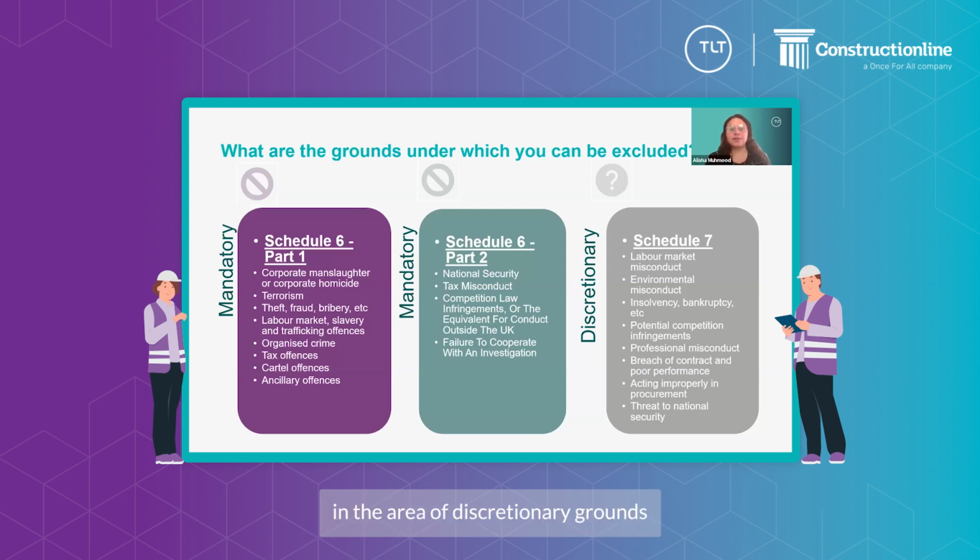A key change in the area of discretionary grounds is in relation to poor performance. So previously, authorities would be able to exclude you if you poorly performed, if there was a serious sanction, such as having a contract terminated or damages awarded, whereas the threshold is now lower, and authorities can therefore exclude where suppliers are not performing to the authority's satisfaction, where they've been given a proper opportunity to improve their performance and they've failed to do so. So a key change in terms of the discretionary grounds is for the ground of poor performance.